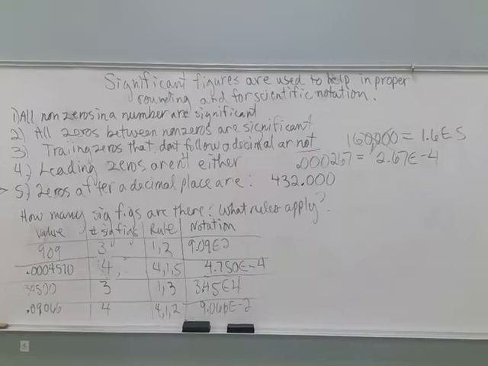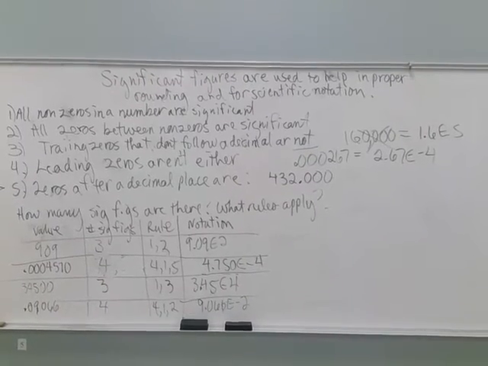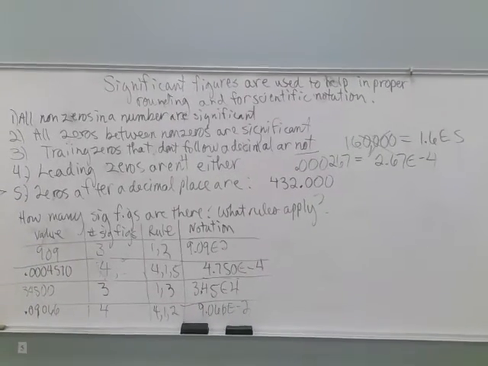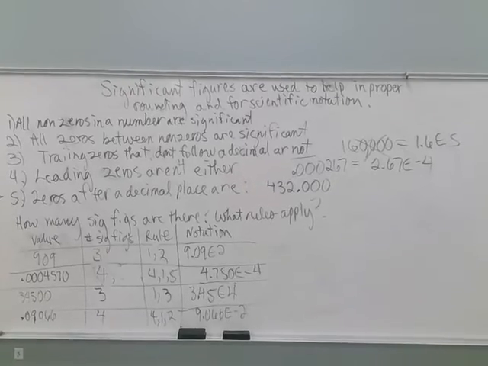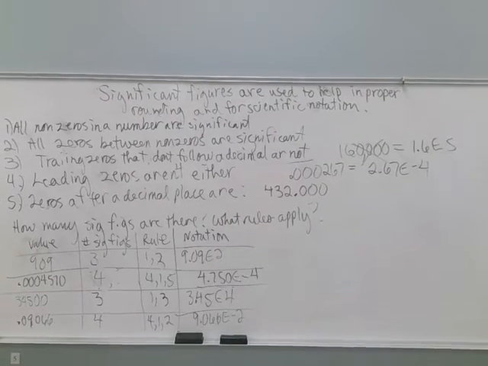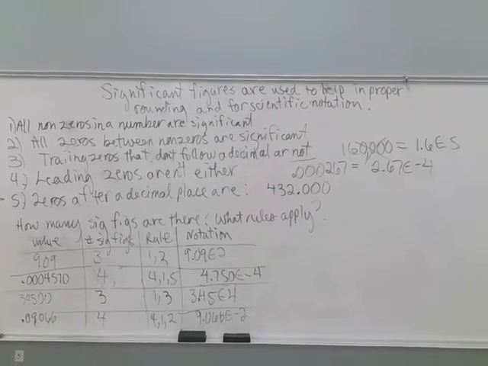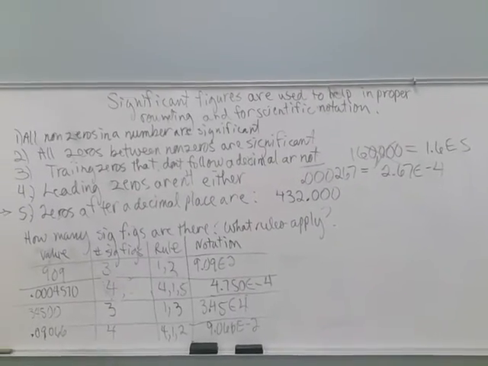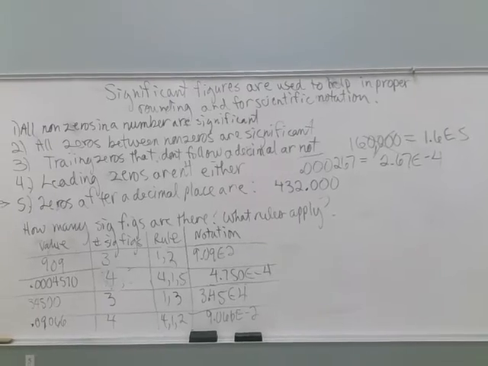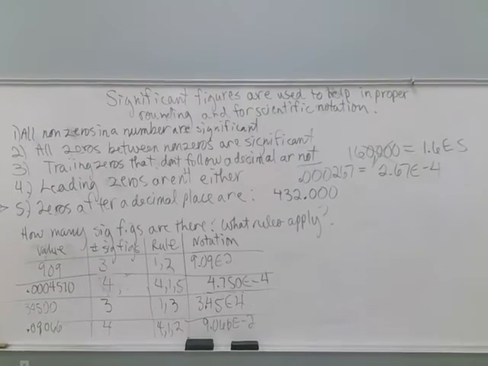34,500, that's 3 sig figs. We can get rid of those 2 trailing zeros and write it in notation. And then the last value, we can get rid of that leading zero because of rule 4, but the zero between 2 non-zeros, which is rule 2, does apply, and we can put that into notation as well.